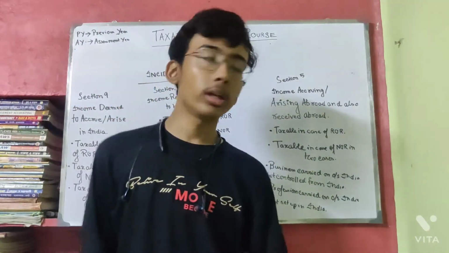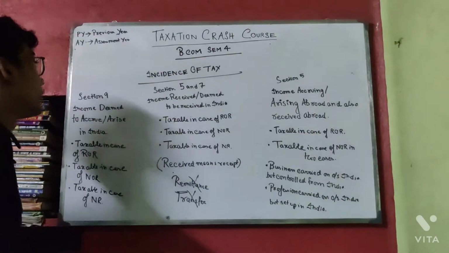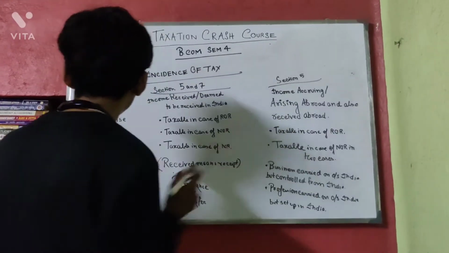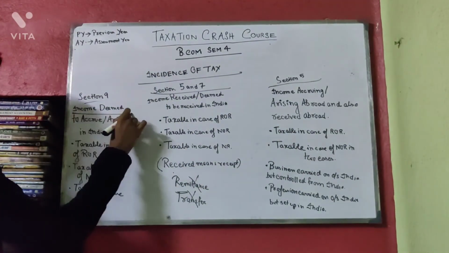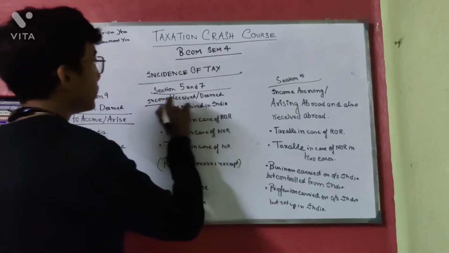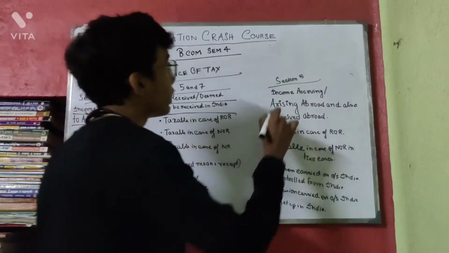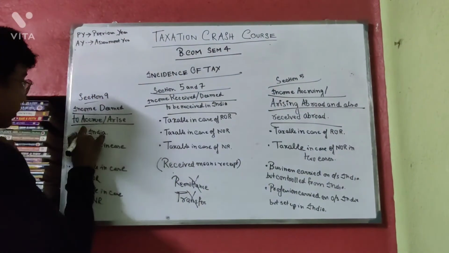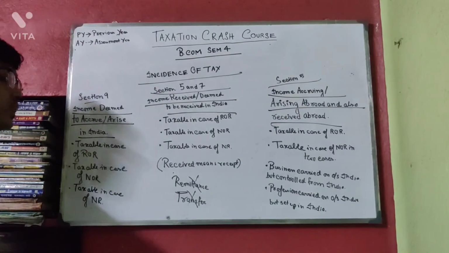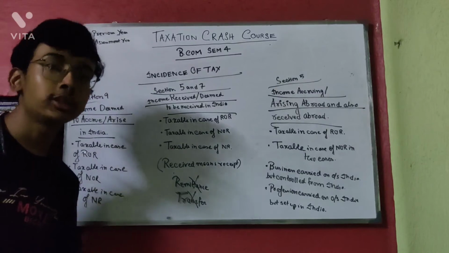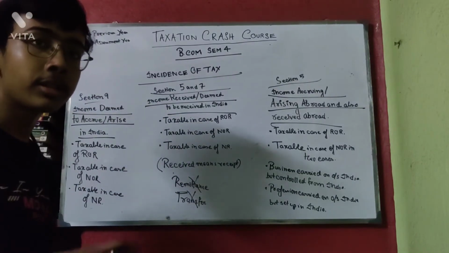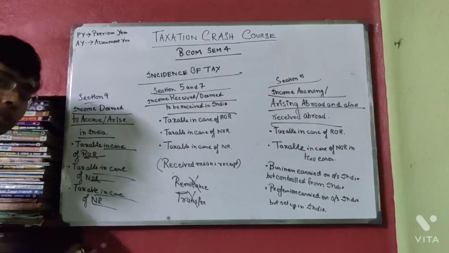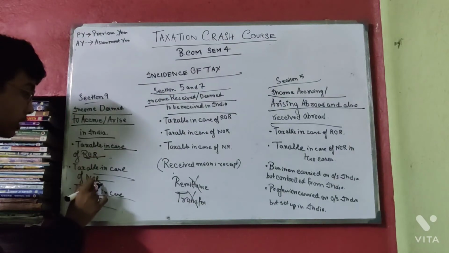Let's start the last topic for today, which is the incidence of tax. The incidence of tax is divided into three parts in section 9, section 5 and 7, and section 5. So we will take the three parts as income deemed to accrue or arise in India, income received or deemed to be received in India, and income accruing or arising abroad and also received abroad. If the income is deemed to accrue or arise in India, it means the income is generated in India. So this will be taxable in case of ROR, NOR, and NR. NR means non-resident. You already know what is ROR, NOR and NR.